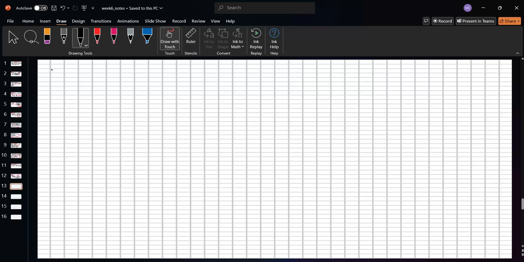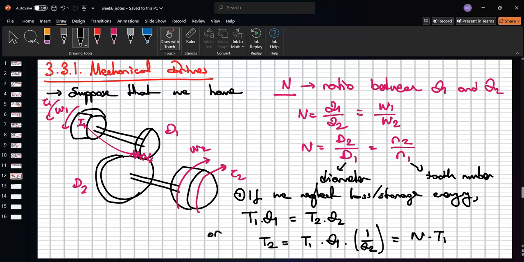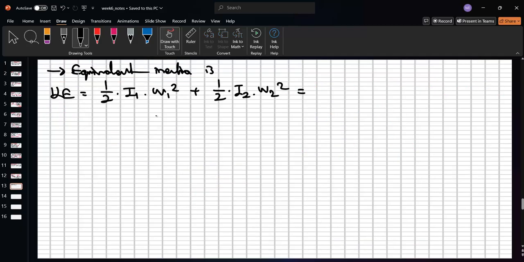So, how can we prove the equivalent inertia here? The kinetic energy form is equal to 1 divided by 2 I1 times W1 squared plus 1 divided by 2 I2 times W2 squared, because we have 2 objects, I1 and I2, in this shape, right? If this is the case, we have two rotational energies, W1 and W2, and we can easily write this notation because we have no translational motion here.